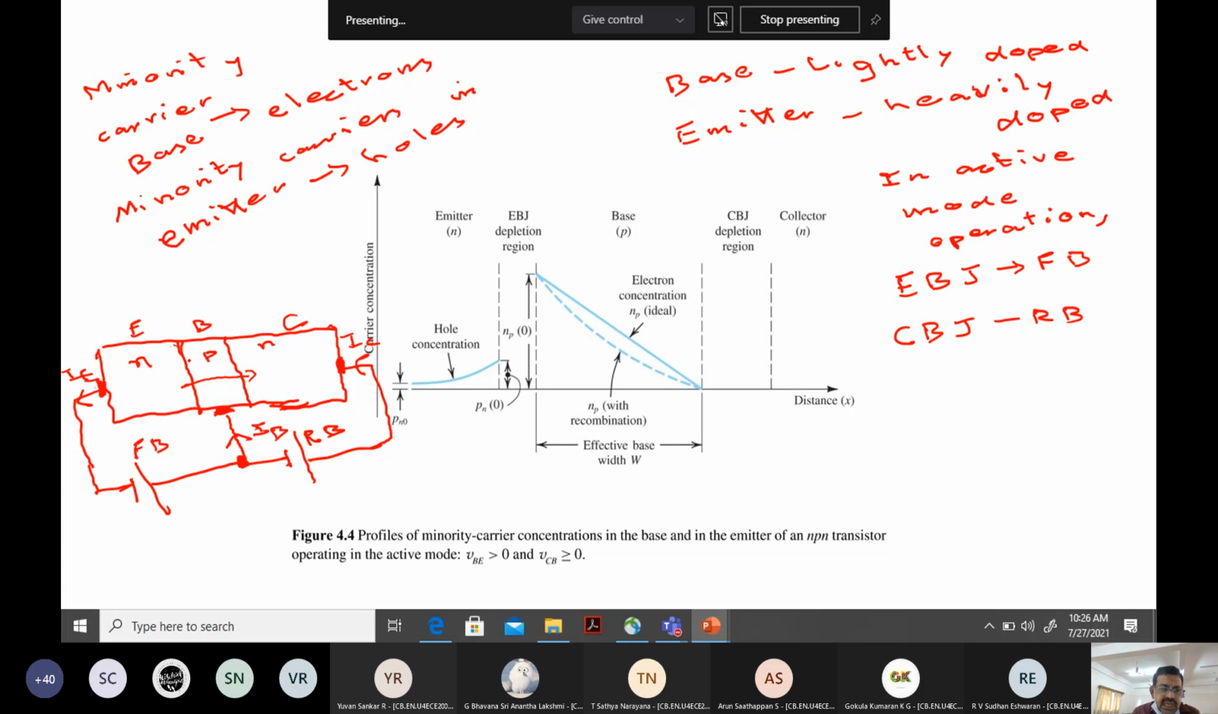Okay, so with this understanding, the electrons which are majority carrier in the emitter, when they cross over to the base, they recombine, and the base is made so thin that this concentration we can assume to have a linear profile. So this linear profile is assumed for the reason that it is an assumption, a first approximation that we make. This linear solid blue line that you see here is attributed to the thin width of base.